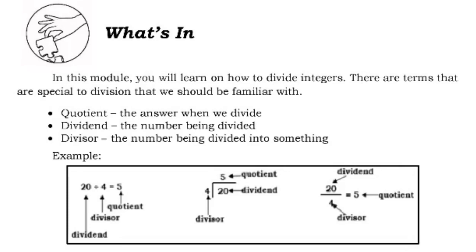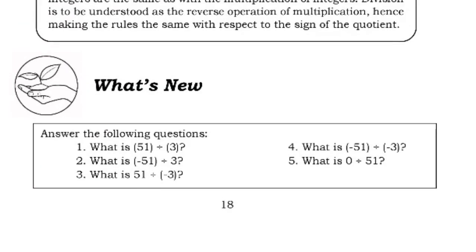So for example, 20 divided by 4 equals 5. Dividend is 20. 4 is the divisor, the one that divides. 5 here is the quotient. Then what's new? Answer the following questions. Number 1, what is 51 divided by 3? Then number 2, what is negative 51 divided by 3, and so on. So just try to answer that one.